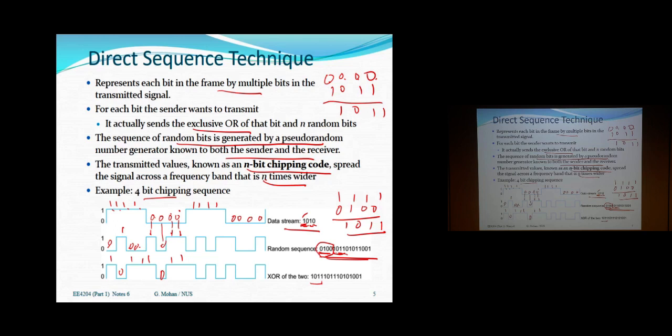So if it's an 8-bit chipping sequence, then 1 bit will be transmitted as 8 bits according to the random sequence which is agreed by both sender and receiver. So this kind of randomness, or spreading the frequency, helps to reduce the interference.